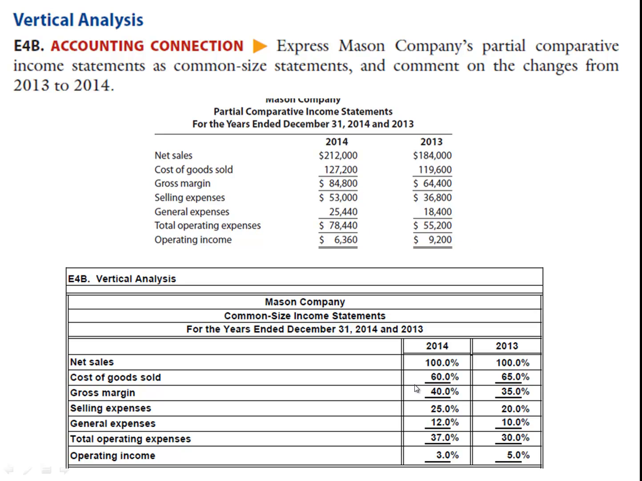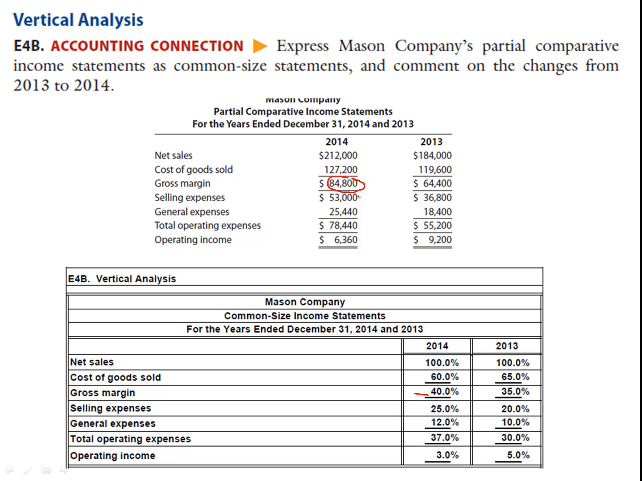Then gross margin. There are a couple of ways you can get gross margin. You can keep in mind how an income statement works, and we know that net sales minus cost of goods sold gives us gross margin. So this has to equal 40%. But additionally, if you take this amount here and divide it by our net sales, you would get 40%.